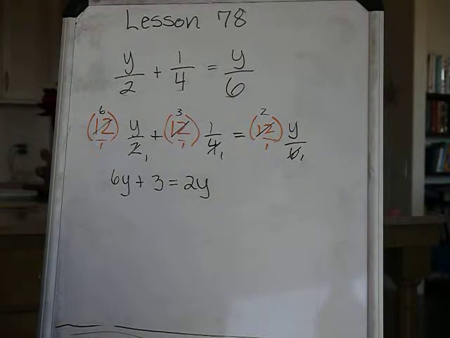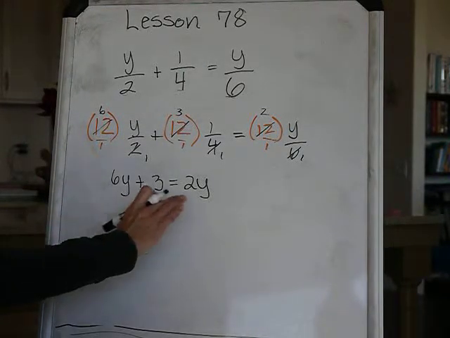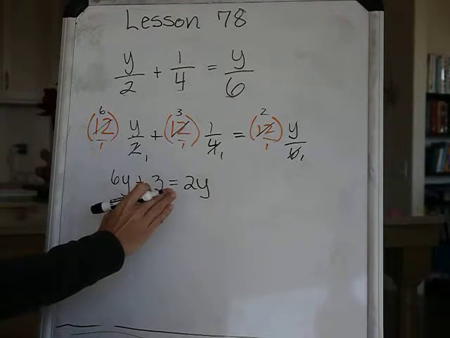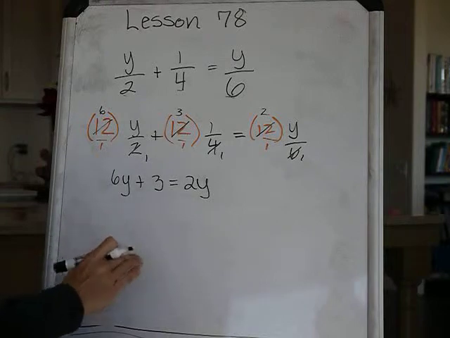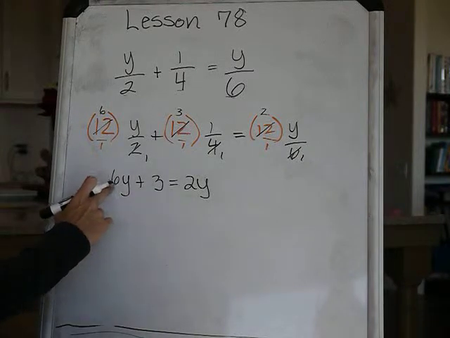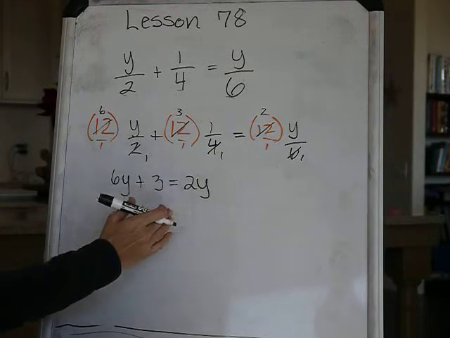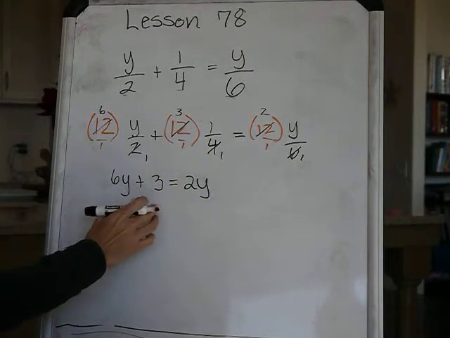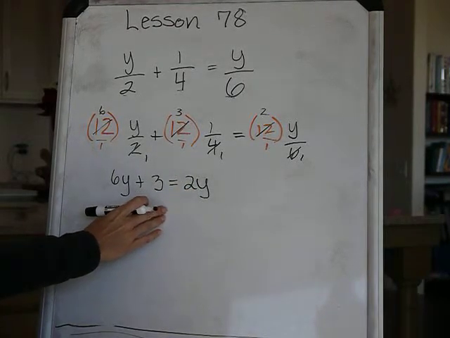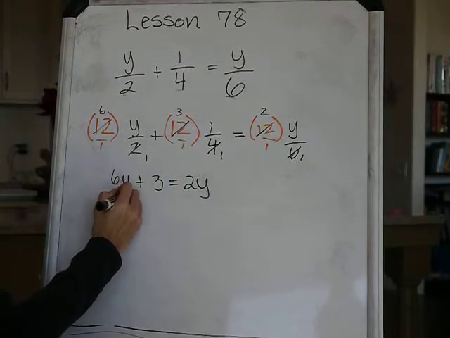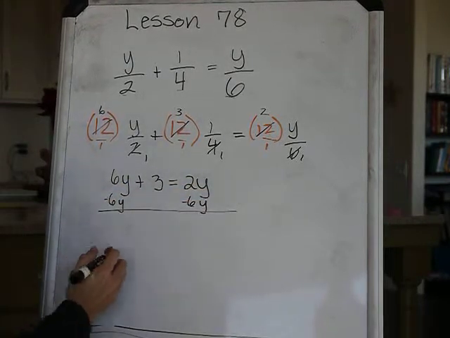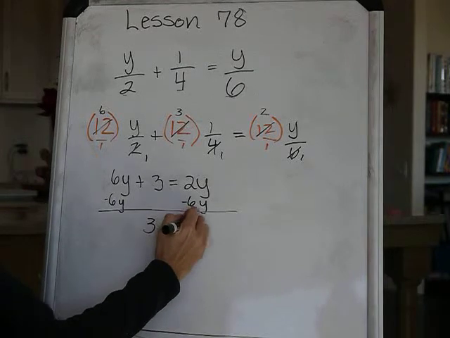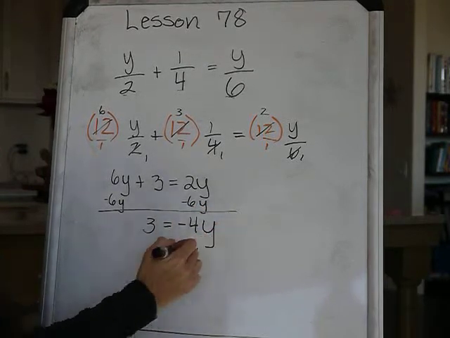Now that we're here, it makes me want to subtract 2y from both sides, because I know the 6 is bigger. But if I do that, I'm going to have a 0 here and everything will be on this side. So let's actually get rid of this one and be okay with negatives.